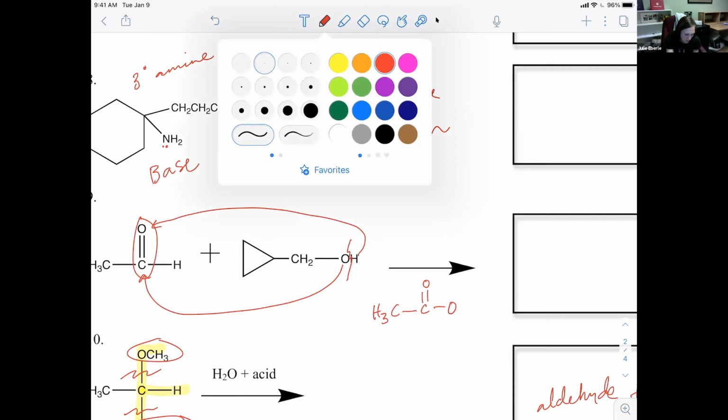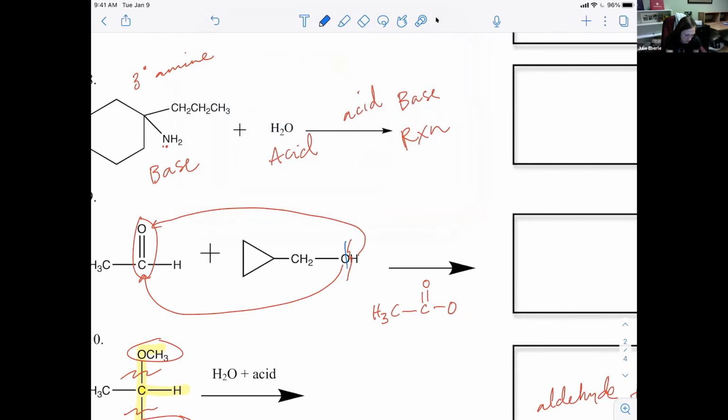You don't change, this is all one molecule. You've got to keep it together. We're not breaking any of these bonds. These bonds all have to stay. Well, I'm forming a hemiacetal. So.